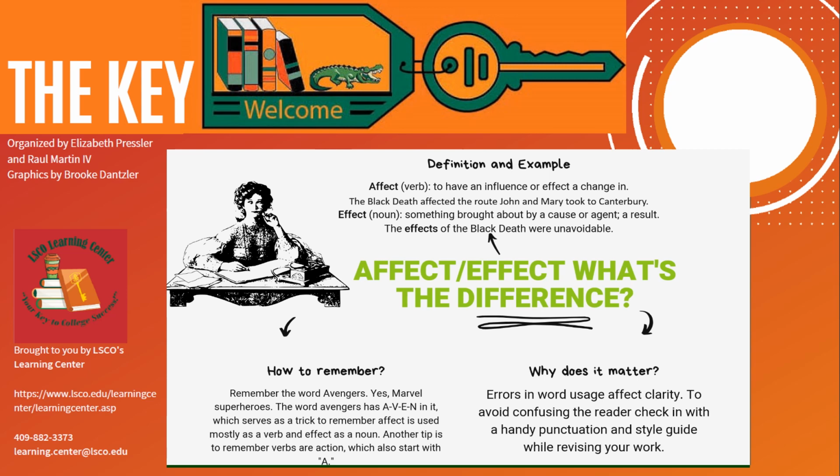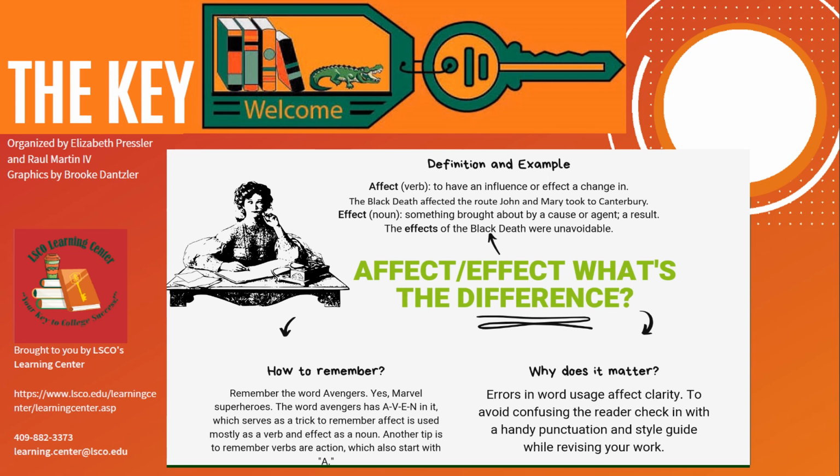Now, there's that word, effect. The words affect and effect are commonly misused. The issue is their definitions are almost identical, but remember, each word takes on a different part of speech, which means they each play a different role in a sentence. Affect is most often used as a verb to mean to have an influence on or to effect a change in. On the other hand, effect is most often used as a noun to mean something brought about by a cause or agent, a result.